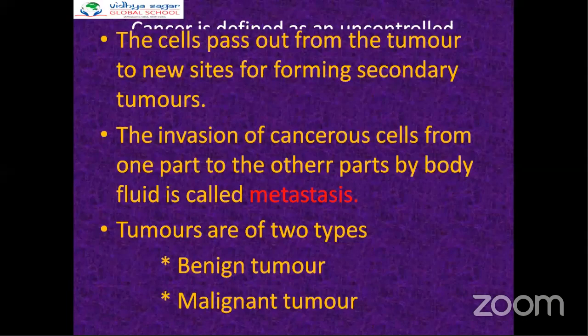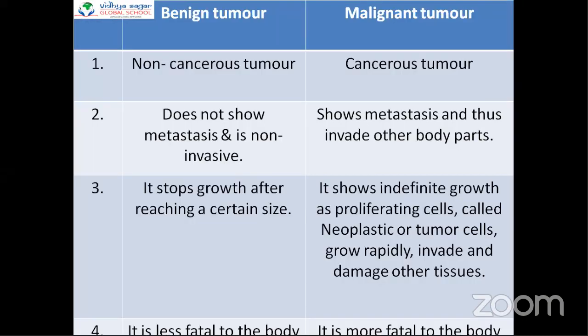Tumors are of two types, that is benign tumor and malignant tumor. A benign tumor is a non-cancerous tumor, does not show any metastasis and is non-invasive. It stops growth after reaching a certain size. It is less fatal to the body. But a cancerous tumor shows metastasis and thus invades other body parts. It shows indefinite growth as proliferating cells increase in number, called neoplastic or tumor cells, which grow rapidly, invade and damage the other tissues. It is more fatal to the body.